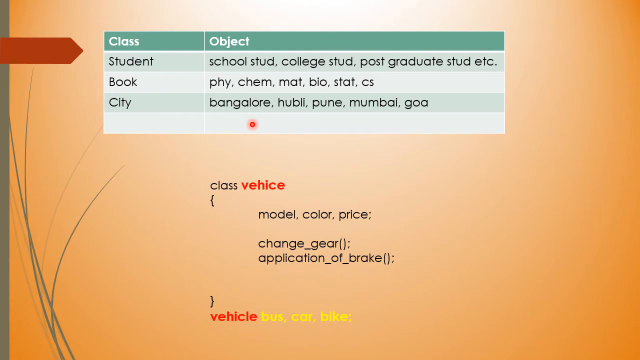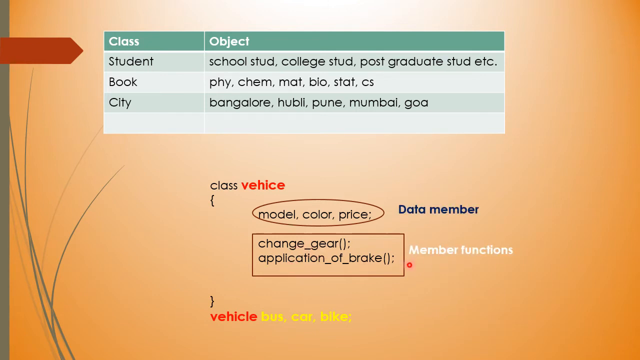Now let's take one example where I'll make you understand the difference between class and an object. Let's say I create a class called vehicle, then my members would be model, color, and price. Okay, and if I take change gear and application of brake, what are these? These are member functions. Now what are these data members and member functions in a class vehicle? When I create a data member, these are nothing but variables which could be different models of a vehicle or a different color of a vehicle or its price.